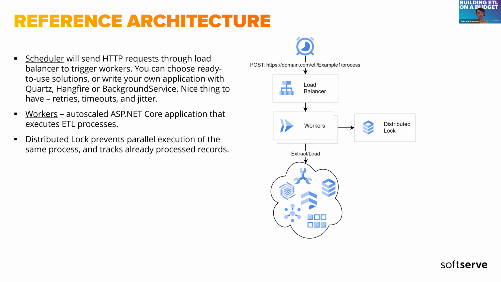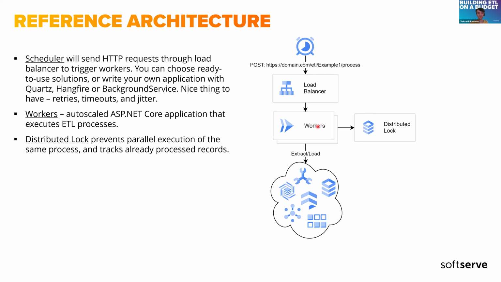We will use the next reference architecture today. First, we set up a scheduler that will send HTTP requests through a load balancer to trigger workers. As a scheduler, you can choose any ready-to-use solution or write your own. Nice things to have are retries, timeouts, and jitter. Setting up the scheduler is outside the scope of this presentation, and we will trigger workers manually.